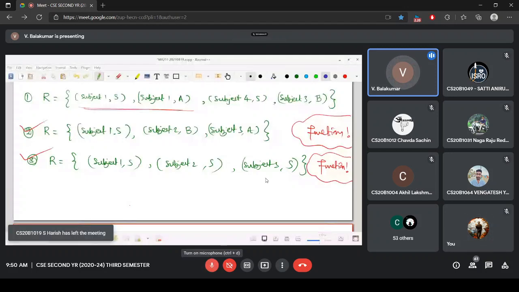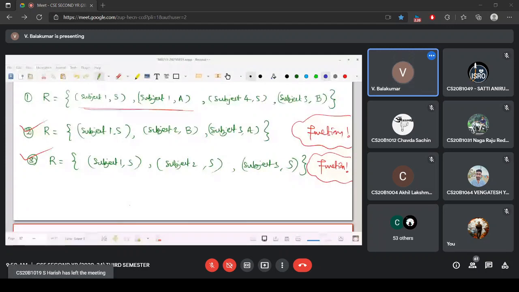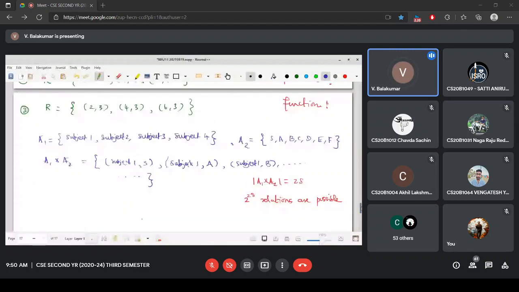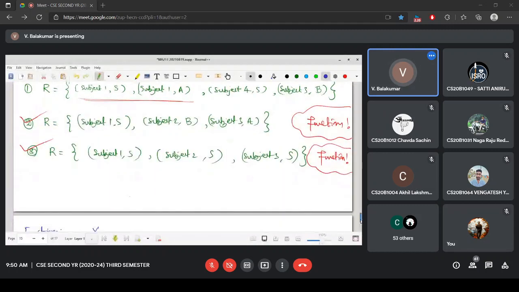This is a special relation. There are 2 power 28 relations possible for our subject related example. These kinds of things are special. What special is it? For one element from the first set, we have exactly one element from the second set. That kind of association, that kind of relation we are having.